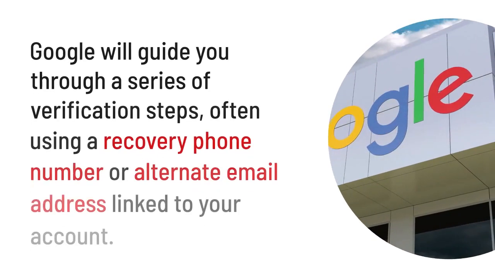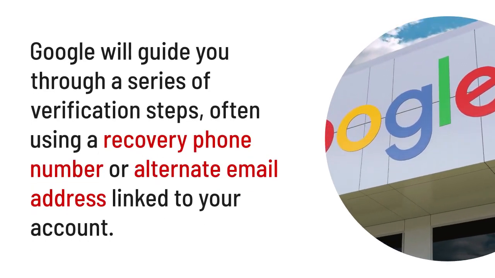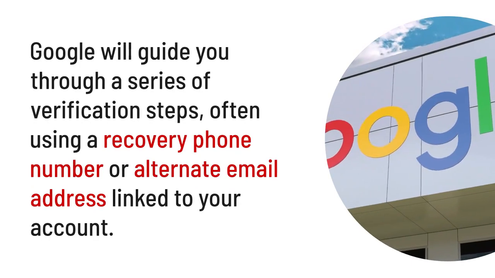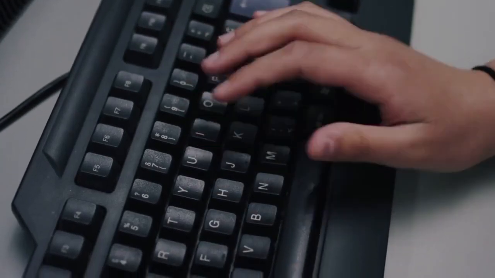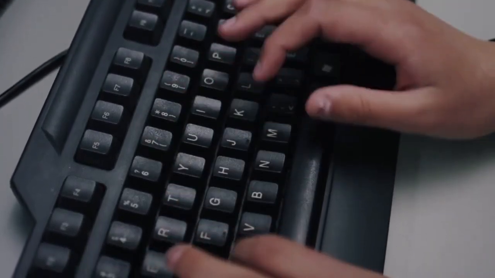Enter your full Gmail address and then your password. If you've forgotten your password, click the Forgot Password link. Google will guide you through a series of verification steps, often using a recovery phone number or alternate email address linked to your account. Follow these prompts precisely to regain access. This is the most common way to reactivate an account that has merely been dormant.